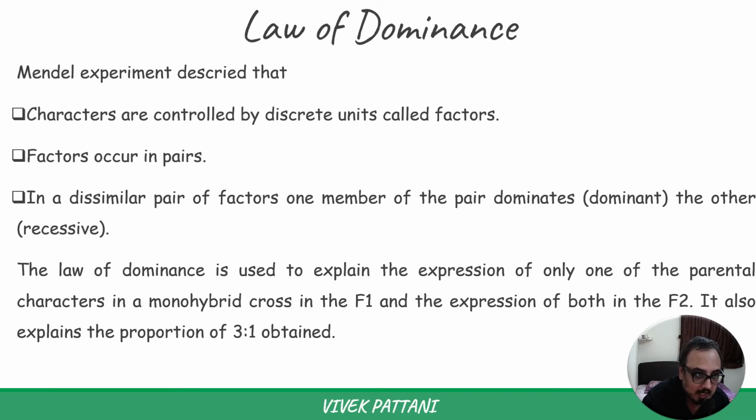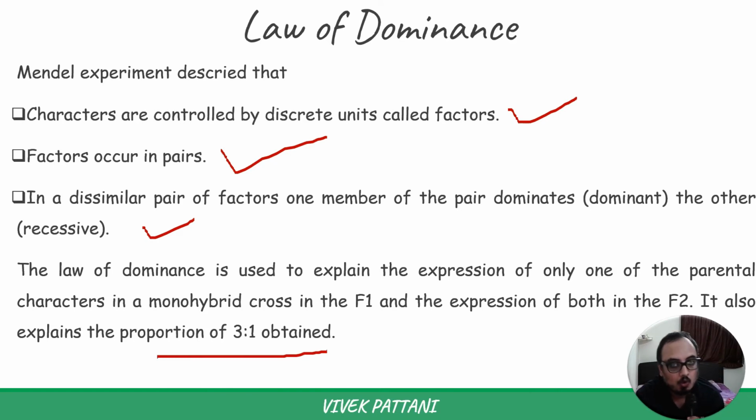Mendel's experiment described that the characters are controlled by discrete units called factors. Factors occur in pairs, and in a dissimilar pair of factors, one member of the pair dominates and the other is the recessive one. The law of dominance is used to explain the expression of one of the parental characters in a monohybrid cross of F1 generation and the expression of both in the F2 generation. It also explains how the proportion of 3:1 is obtained in the phenotype.